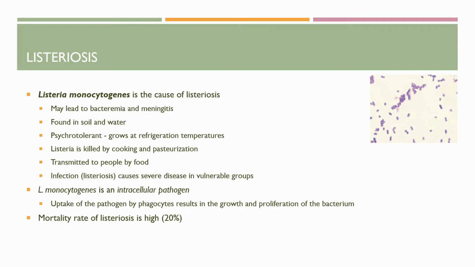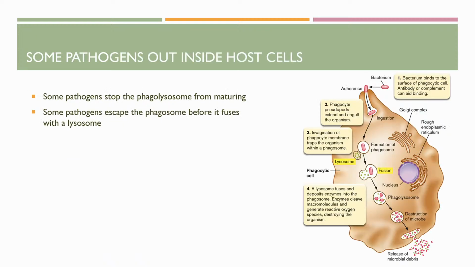It can be transmitted by foods. So this is an important infection in really vulnerable, immunocompromised groups. But what you need to know is that it's an intracellular pathogen, which means that it can be taken up by a phagocyte, and that can then allow it to grow and proliferate inside while it hides out. So this should say some pathogens hide out inside host cells.